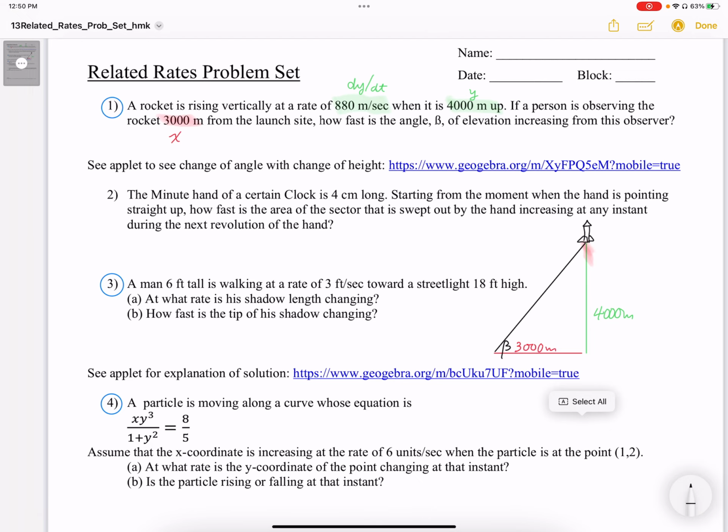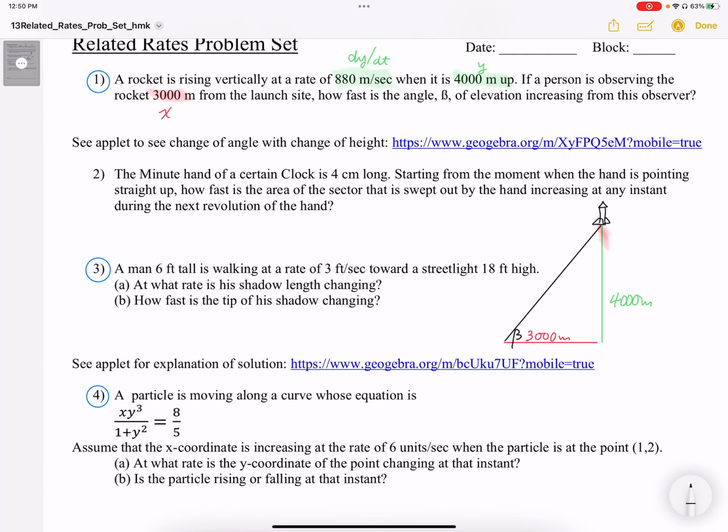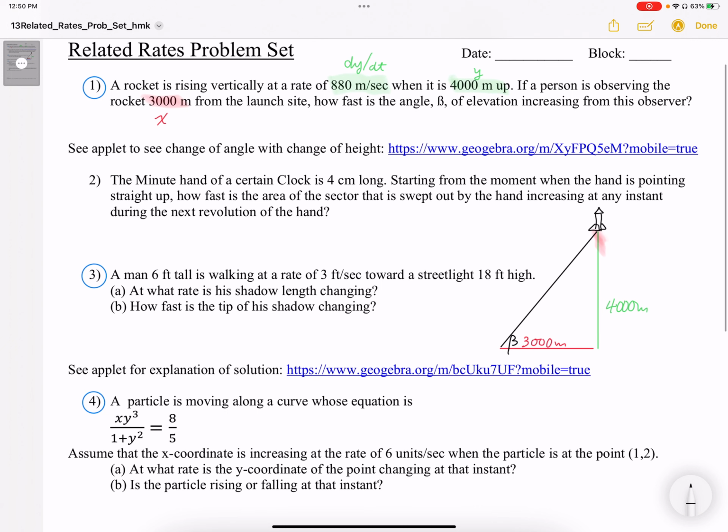If you take a look at the picture down here, this represents the situation I'm dealing with. It asks, how fast is the angle beta of elevation changing from the observer? I want to know how fast this angle is changing as the rocket is moving up at a rate of 880 meters per second. The first thing is I need to connect the two quantities involved here. I've got my dy/dt, and I need to find d beta/dt. That's what I'm looking for.